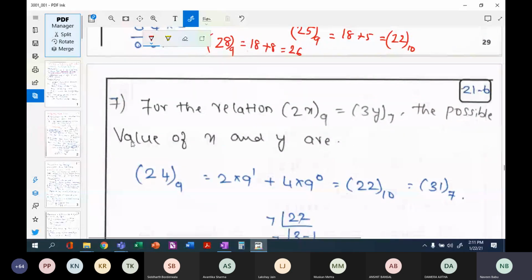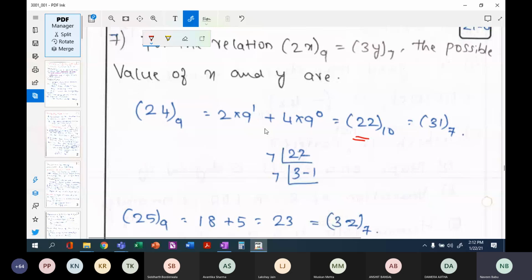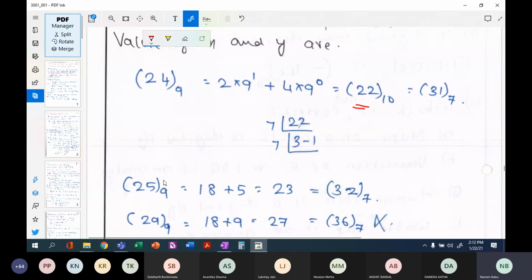If you check for 24, the decimal equivalent is 22 to the base 10. You convert that into the number system with base 7. And how do you do that? You keep on dividing it by 7. So 3 and 1. So 31 to the base 7 is what 24 to the base 9 is equivalent to. And 25 also you check, you get 32 to the base 7.